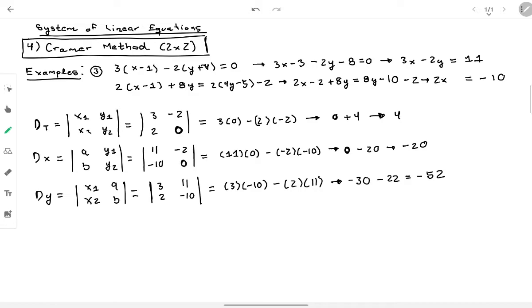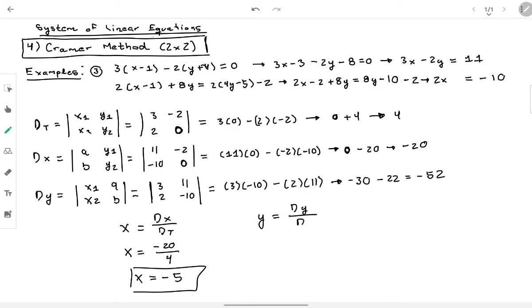So let's see. To obtain the value of x, it's going to be the determinant of x divided by the determinant of the whole system. It's going to be minus 20 divided by 4. So the value of x equals -5. To obtain the value of y, it's going to be the determinant of y divided by the determinant of the whole system. It's going to be y equals -52 over 4. Y equals -13. So in this case, we have the independent answer.